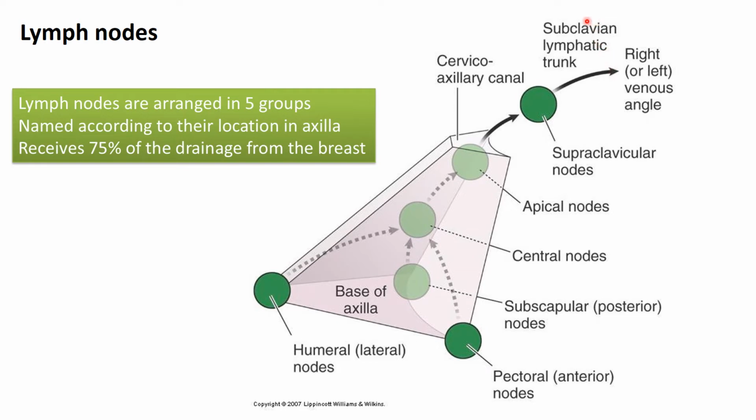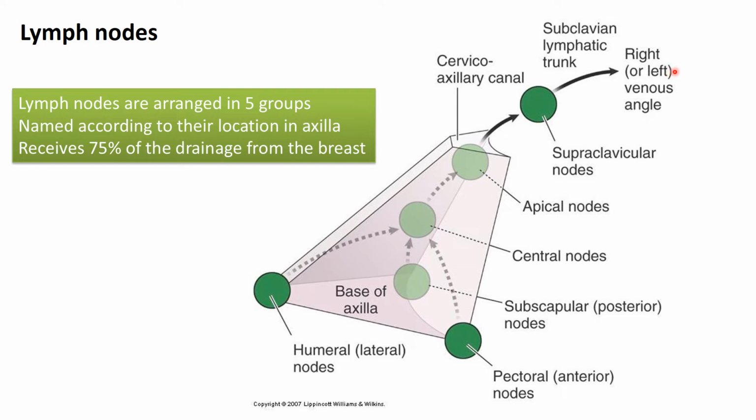But their subclavian lymphatic trunk, their ending in the venous system is a little different depending on which side you are talking about. On the right side, they generally join the venous system at the junction of the internal jugular vein and the subclavian vein, but on the left side, they generally join directly the thoracic duct.